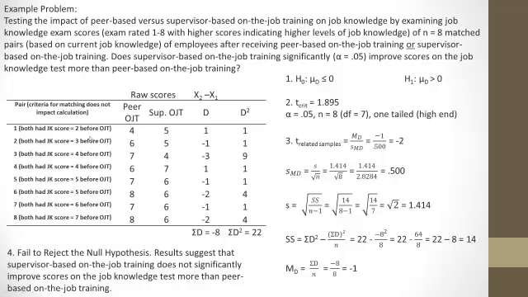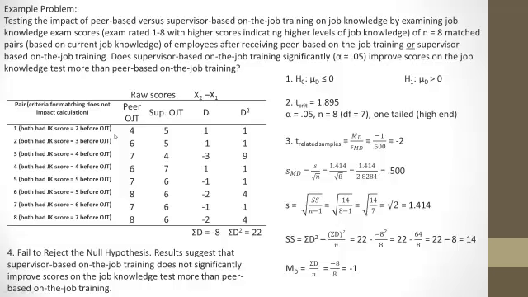You could also measure them on things like experience, cognitive ability, anything else that could have an impact on how well training impacts job knowledge. But to keep it simple, we just match them on their previous levels of job knowledge. So although this person who received peer based on the job training and this person who received supervisor based on the job training are different people, we're treating them as the same person because for our purposes, they are the same person. All we care about is their job knowledge.